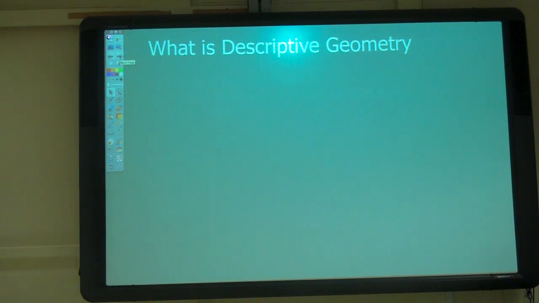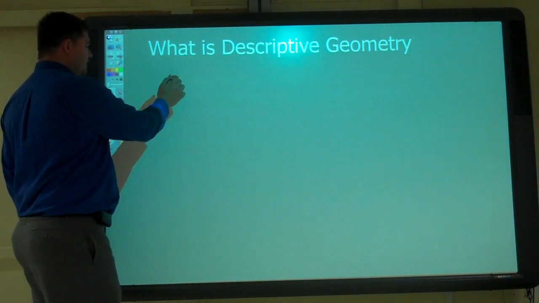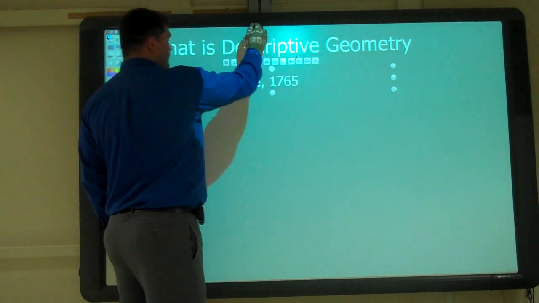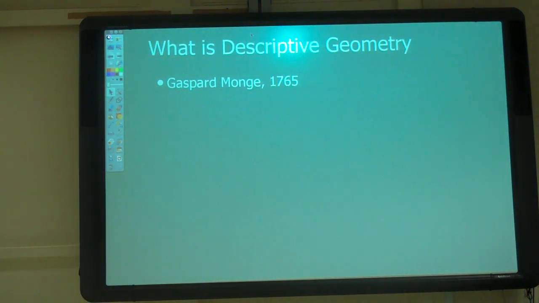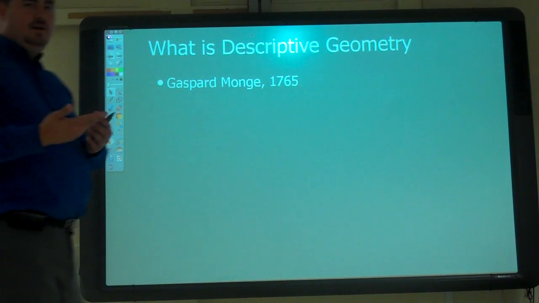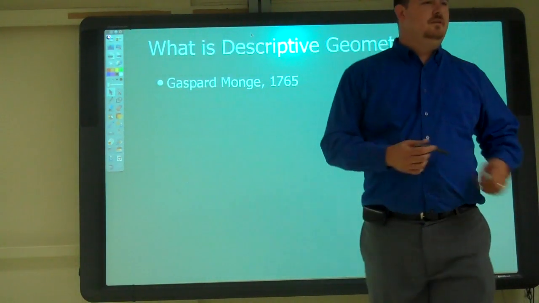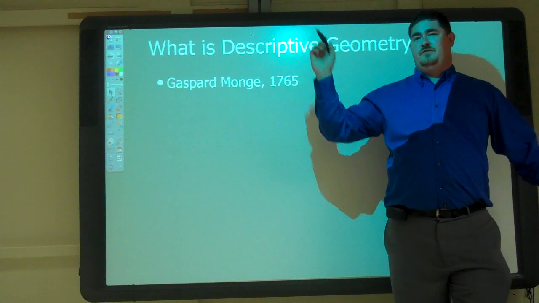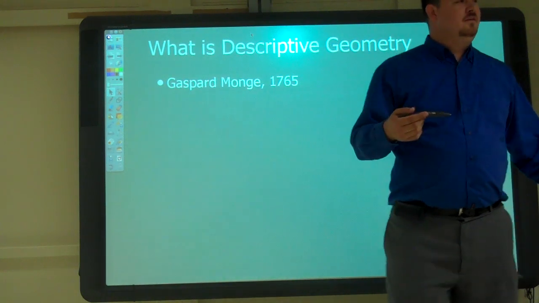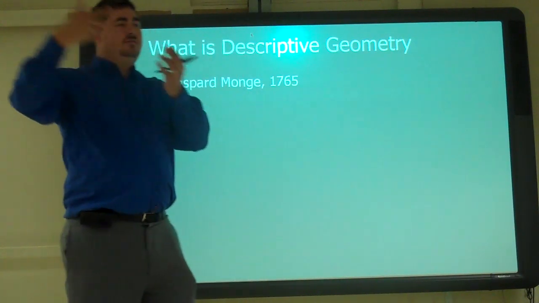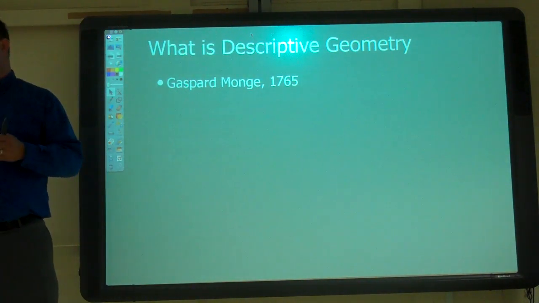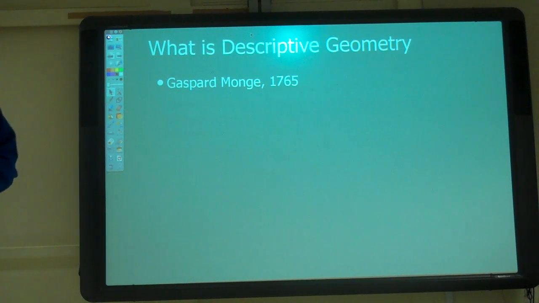So, did anyone figure out when descriptive geometry started? It's old. 1765. I guess a guy named Gaspard Monge. He was doing military stuff, and people have been drawing plans forever, but he's the one that formalized it. He figured out, okay, this is how you have to do it to be able to find the true length or the true shape. So he published it, and he is the father of descriptive geometry.